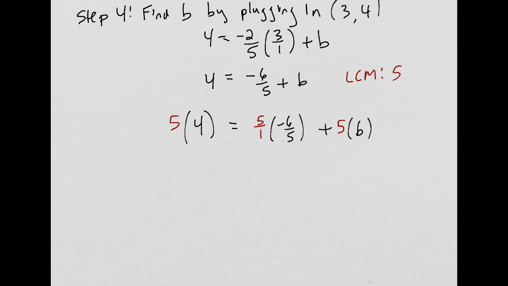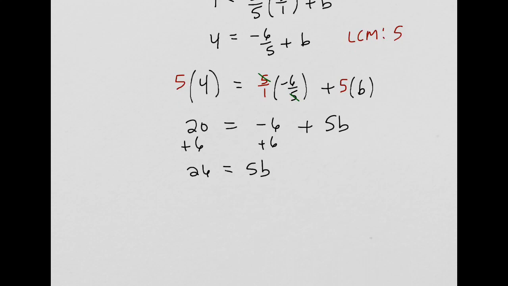Okay, if we do that, we're left with 20 equals, on the other side, I've got a 5 on top, 5 on the bottom, so I can divide out by that common factor, and then I'm left with negative 6 plus 5b. Add 6 to both sides, and we get 26 equals 5b. And then divide both sides by 5, and we get 26/5 equals b.